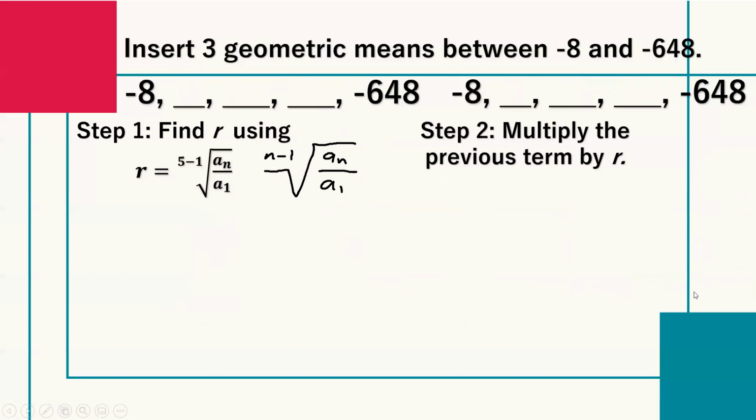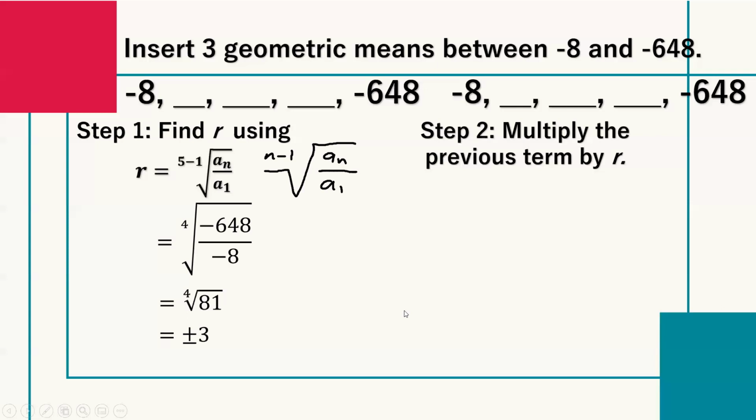Okay, next example. Insert 3 geometric means between negative 8 and negative 648. First, find the common ratio. We have 5 minus 1, that is equal to 4. A sub n is equal to negative 648. And the first term is negative 8. Divide lang natin, magiging positive 81. Po. And then after that, find the fourth root of 81. And that is equal to positive negative 3.